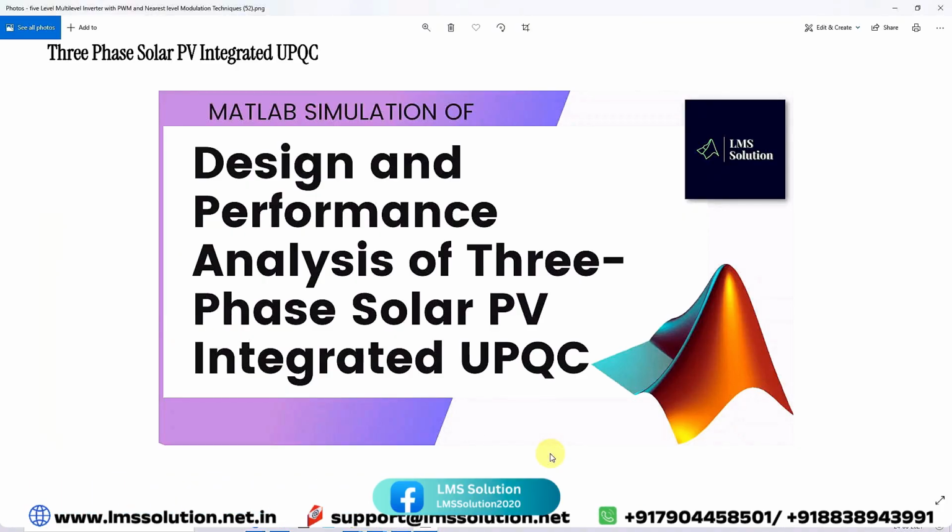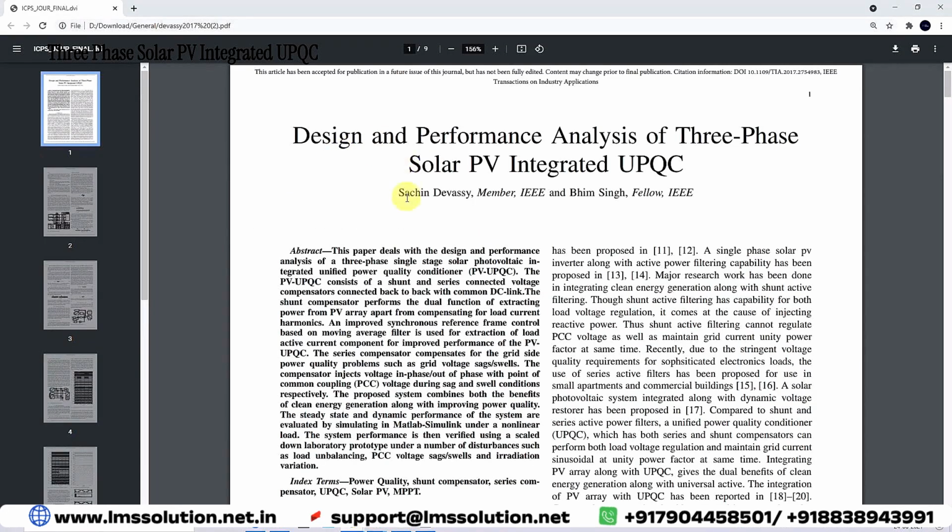Today we are going to see about design and performance analysis of three-phase solar PV integrated UPQC. UPQC is nothing but a unified power quality conditioner. How can we develop a UPQC integrated with the solar PV system? In order to simulate this three-phase solar PV integrated UPQC, we have followed a reference paper. This is the paper we referred to.